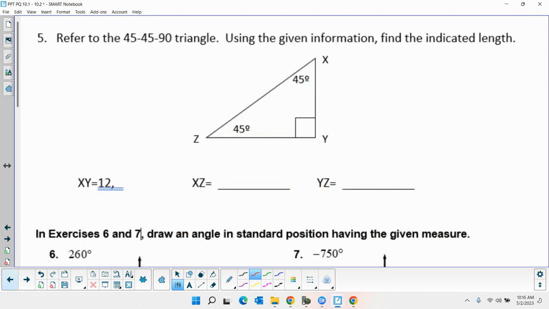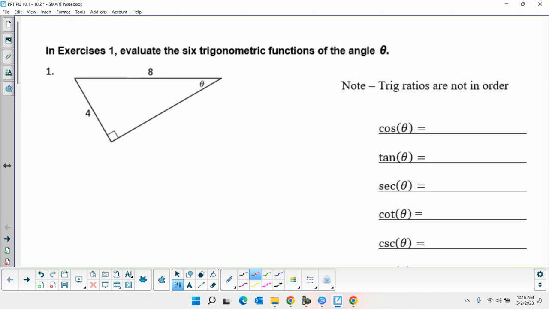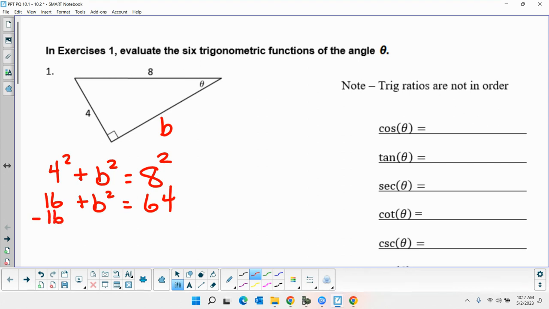All right, going over the practice quiz, okay? This is number 1. All right, before I can find all 6 trig ratios, trig functions, I got to find that missing side, that leg here. So we're going to call that 4 squared. We'll call this side b plus b squared, but you could call it a if you want, equals the hypotenuse squared, which is the c. Right? Hypotenuse is always the c. So 4 squared, 16. 8 squared, 64. And then get b by itself.